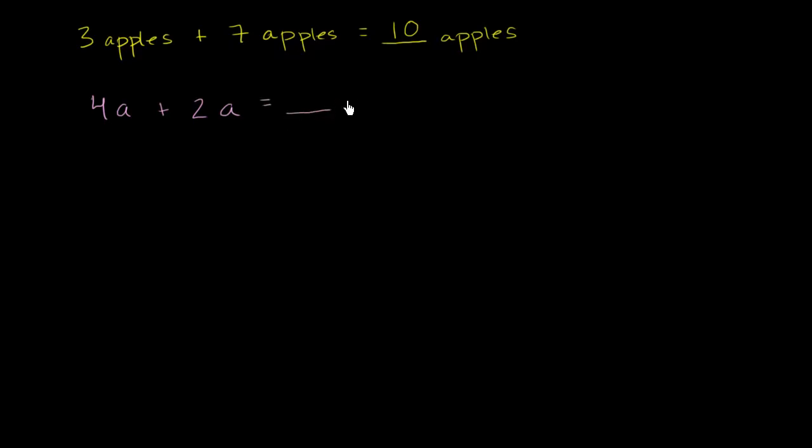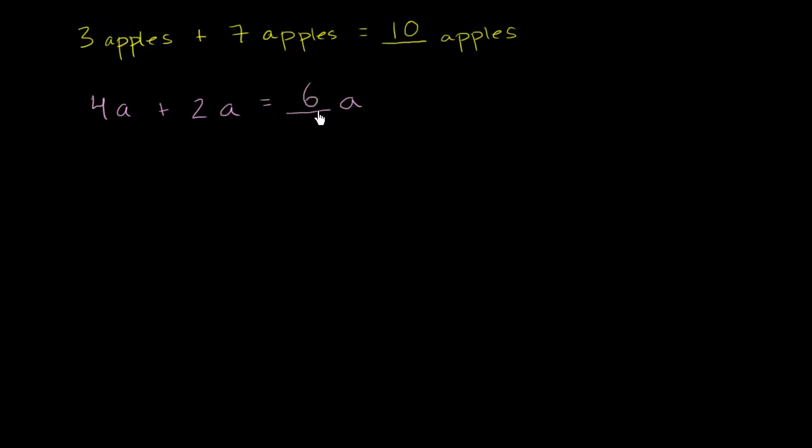And instead of writing apples, I'm just going to write A's here. So how many of these A's do you now have? And once again, I'll give you a few seconds to think about that. Well, this also might be a little bit of common sense for you. If you had 4 of these apples, or whatever these A's represented, and then you add 2 more of them, you're now going to have 6 of these apples.